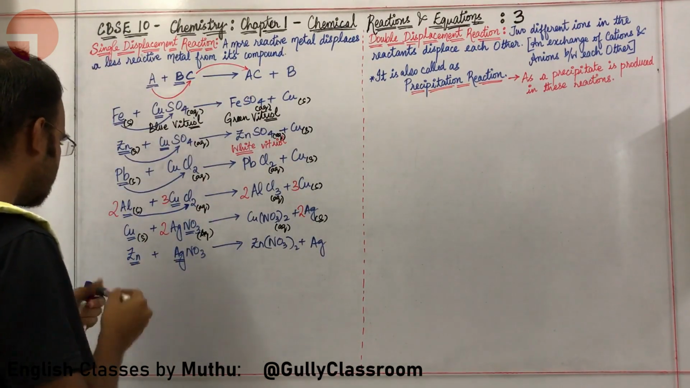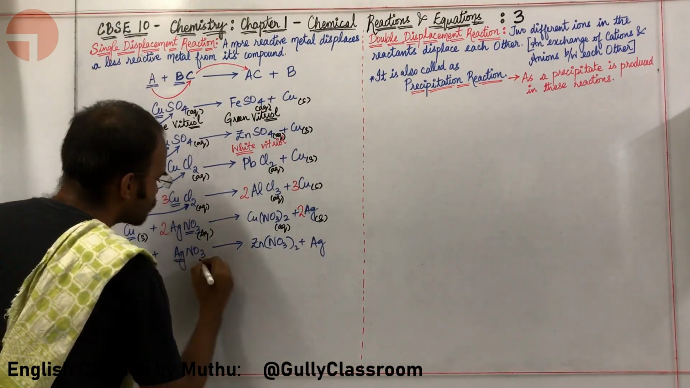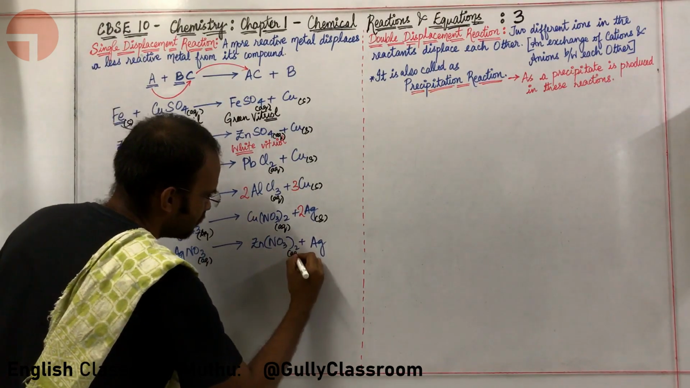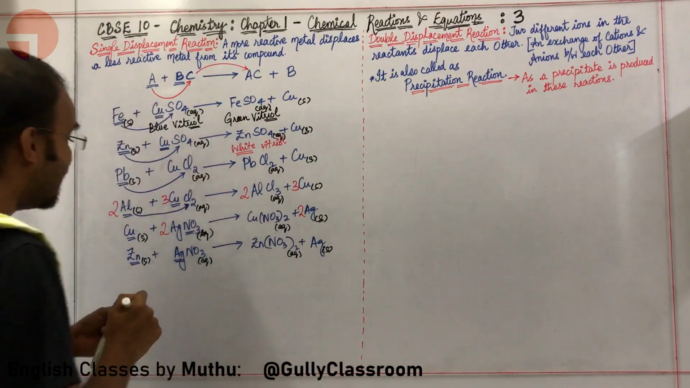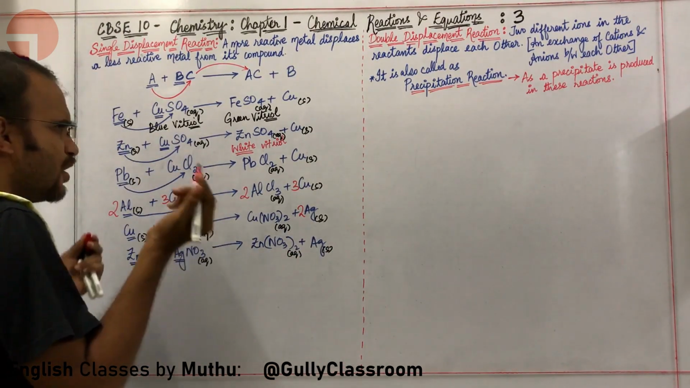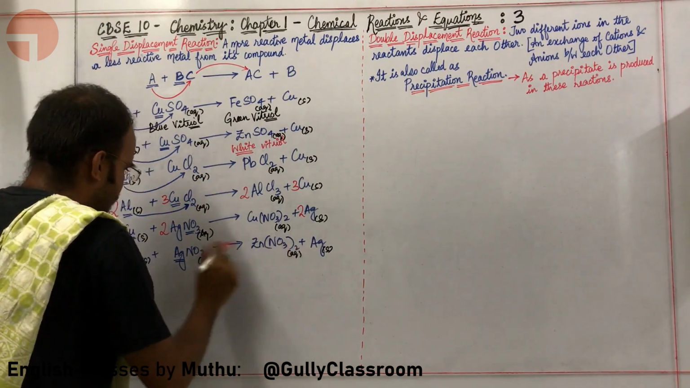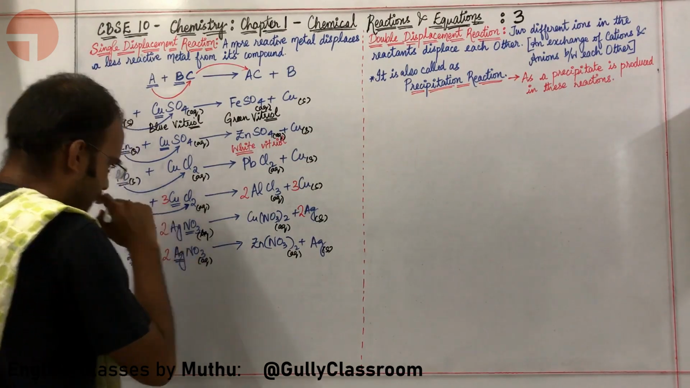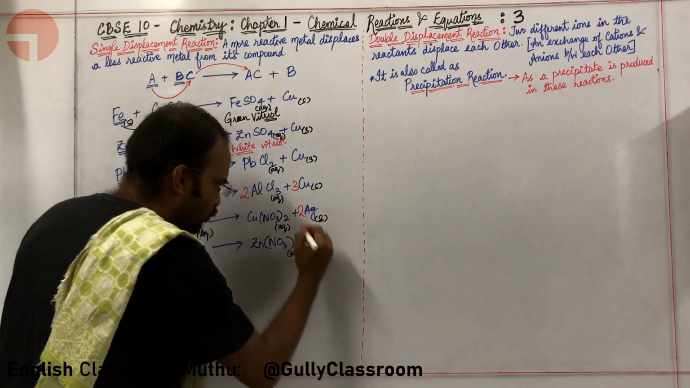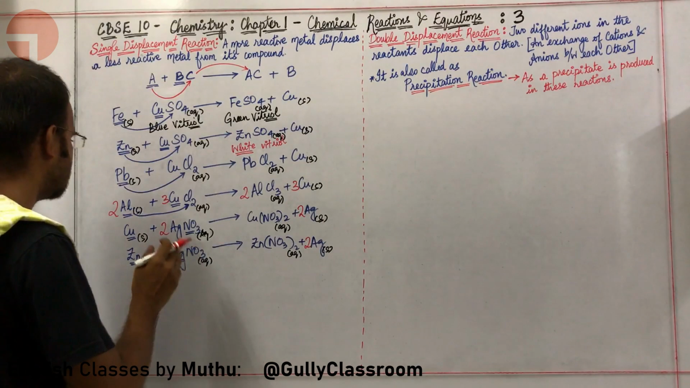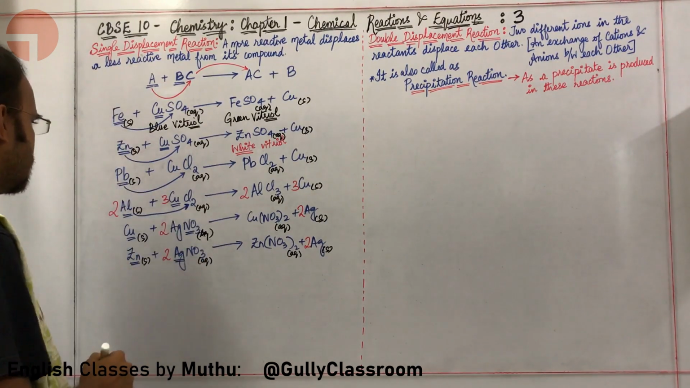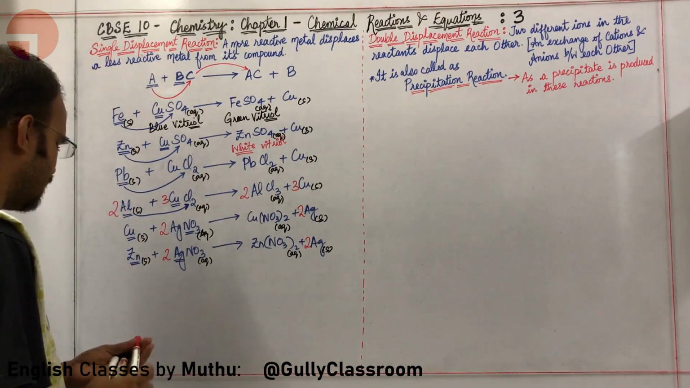What about the physical state, sir? Obviously this will be a solid, this will be in aqueous form, this will be in aqueous form, this will be in solid. Let us balance this equation, sir. It is very easy to balance this equation. Why? There are 2 NO3 here, so I am going to put a 2 over here. Ag is 2, so I am going to put a 2 over here. This particular equation is absolutely balanced.